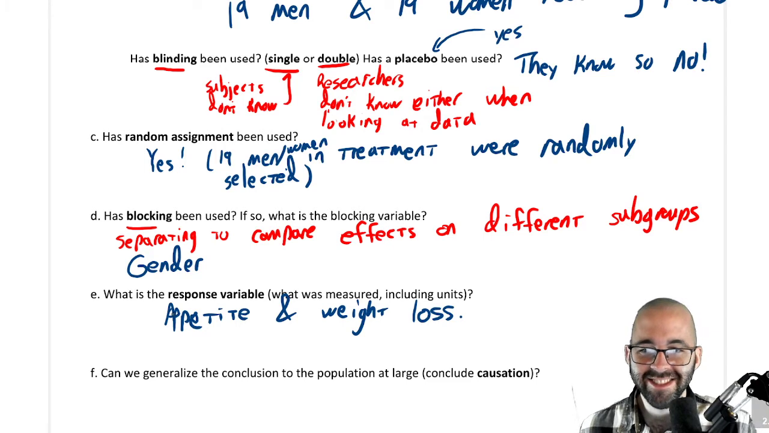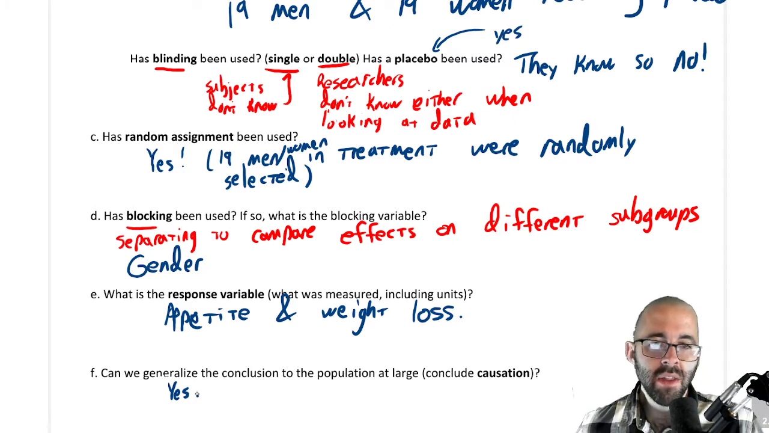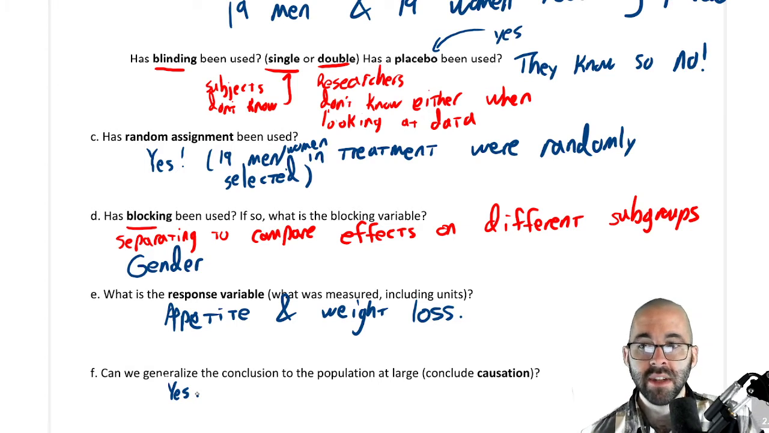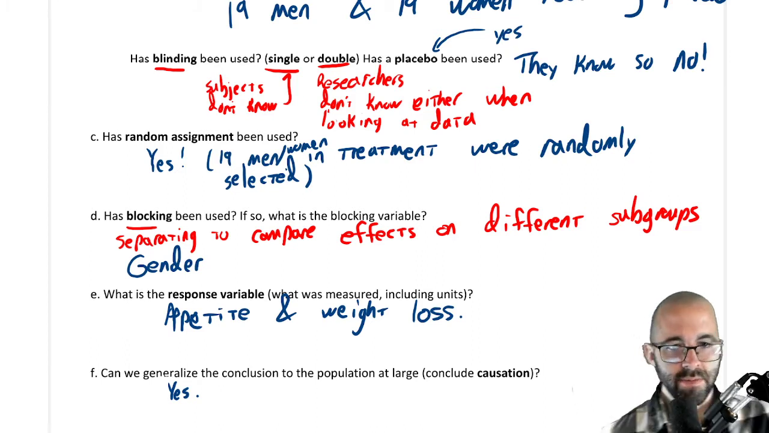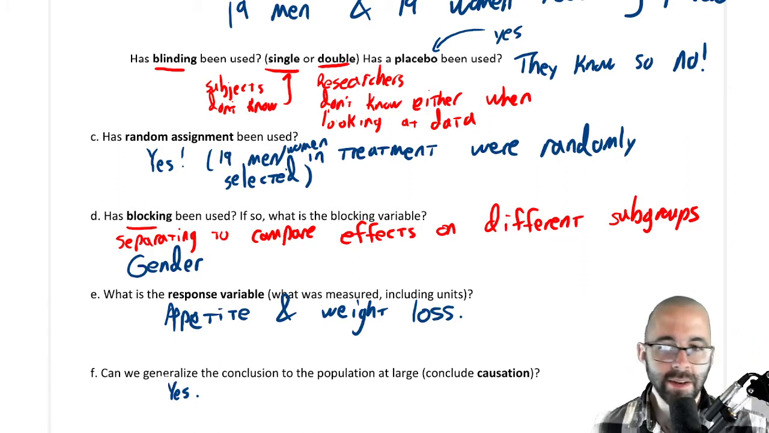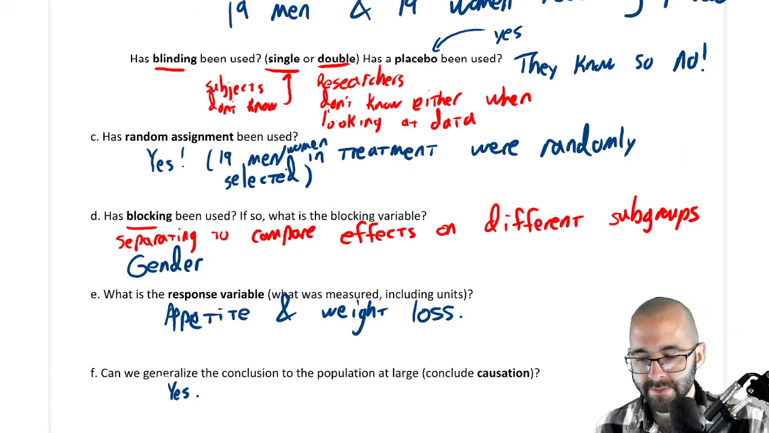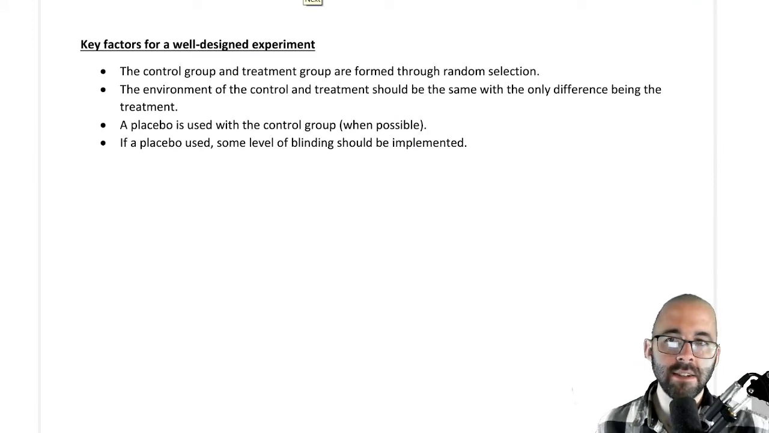Right there. All right. Can we generalize the conclusion to the population at large? Yeah, probably. Kind of a small sample size, 38 men, 38 women, but when it said there were no meaningful differences, they would account for that sample size in making that conclusion. So yes, this is an experiment. This was a controlled experiment, a randomized controlled experiment. We're good to go. All right, so last little summary.